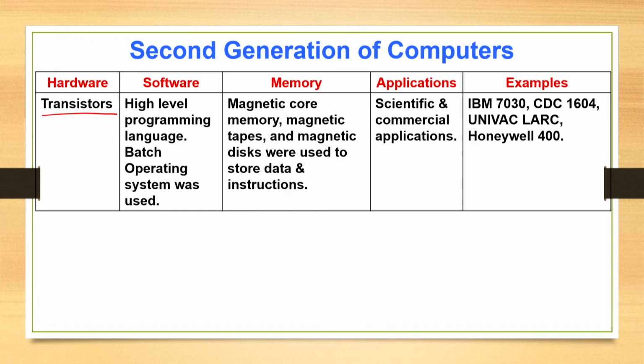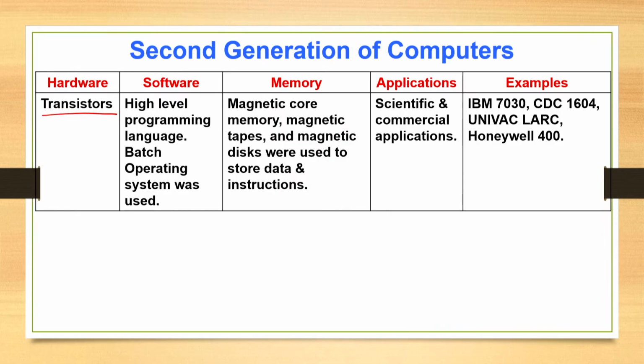Again, the applications are very few. It is used in scientific and commercial purposes only. Purpose means applications only, whereas the first generation was only used in scientific applications. So, one thing is added in the second, that is commercial; we can use the second generation of computers in commercial applications also. Examples of the second generation of computers are IBM 7030, CDC 1604, UNIVAC LARC, Honeywell 400.